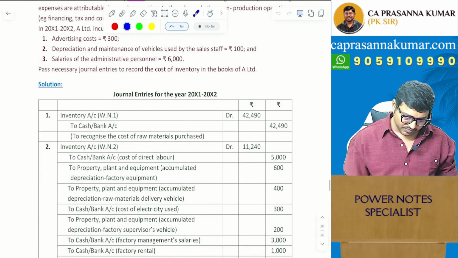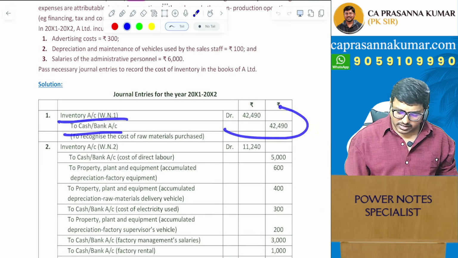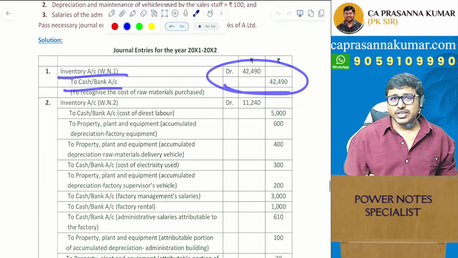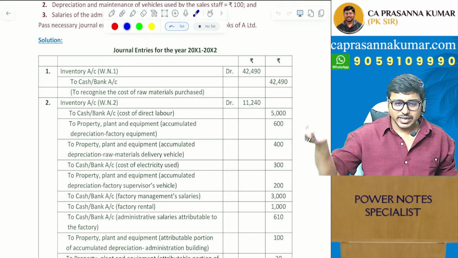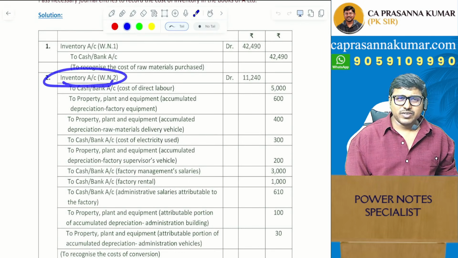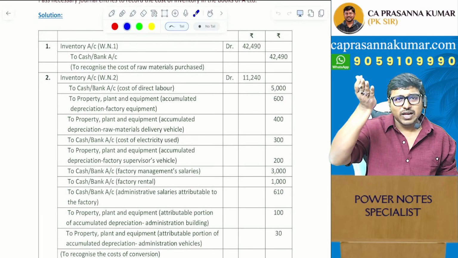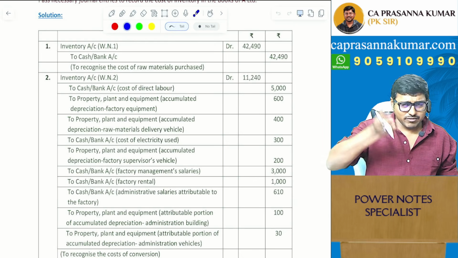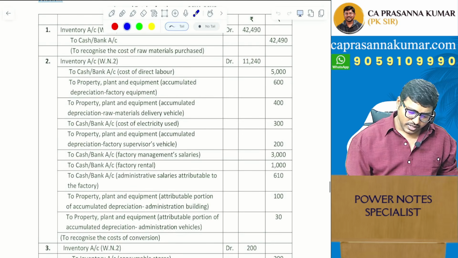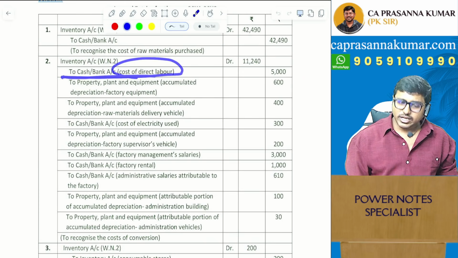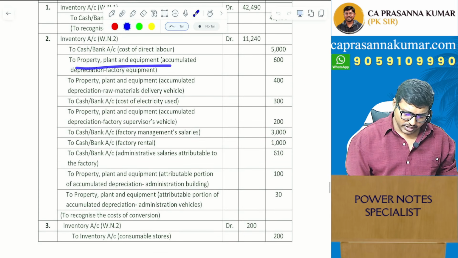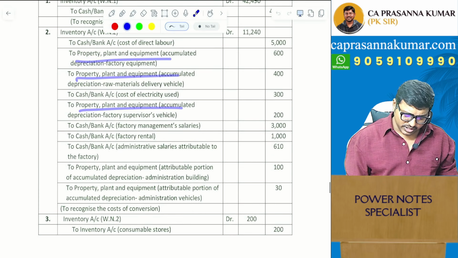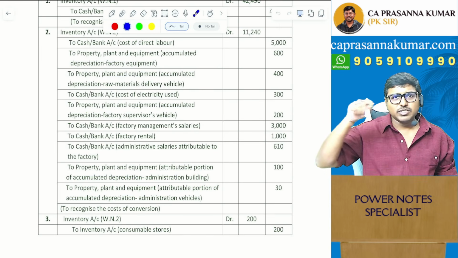See the entry. First one, debit inventory, credit cash or bank for the cost of purchase, because here we did not take credit, which means that we have paid in cash. Then again, you will debit inventory because ultimately all these things will increase the value of inventory. When you're adding, you're increasing the value of inventory. Therefore, it is an asset and has to be debited. And if you pay in cash, it is credit cash or bank. If it is depreciation, credit PPE. Whenever you get depreciation, it will be credit PPE. Simple.